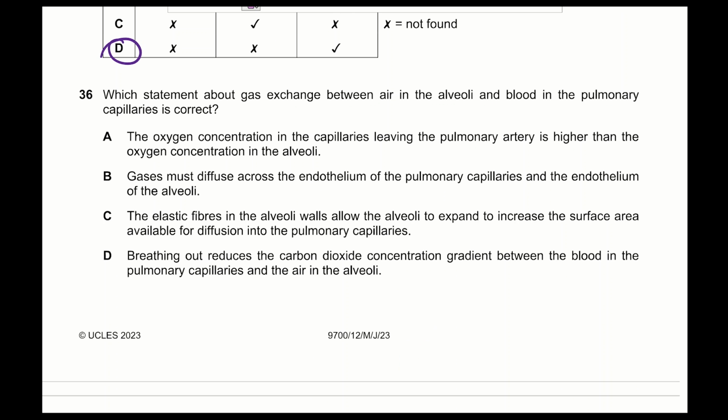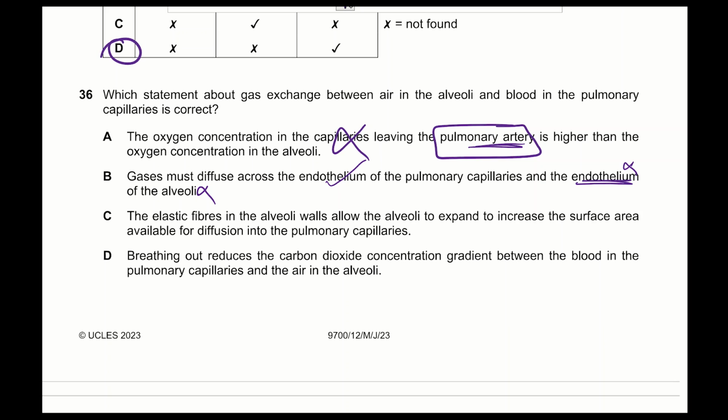Question number 36. Which statement about gas exchange between air in the alveoli and blood in the pulmonary capillaries is correct? For A, the oxygen concentration in the capillaries leaving the pulmonary artery is higher than the oxygen concentration in the alveoli. So the pulmonary artery carries deoxygenated blood, so it will have a lower concentration, therefore this is incorrect. For B, gases must diffuse across the endothelium of the pulmonary capillaries and the endothelium of the alveoli. So this is incorrect, it is the epithelium of the alveoli, therefore this is incorrect.